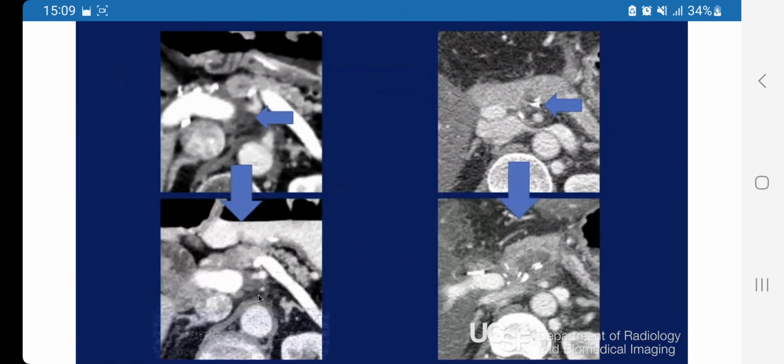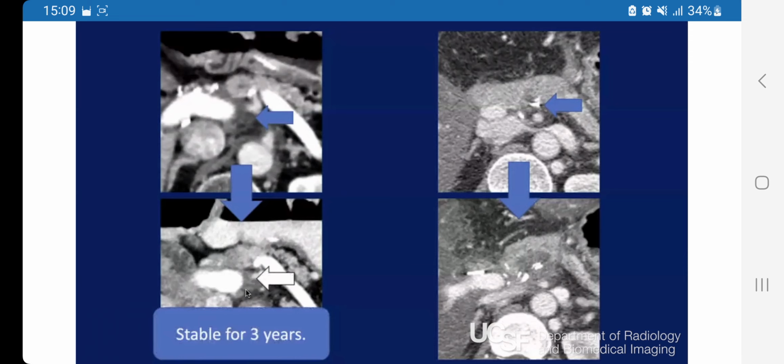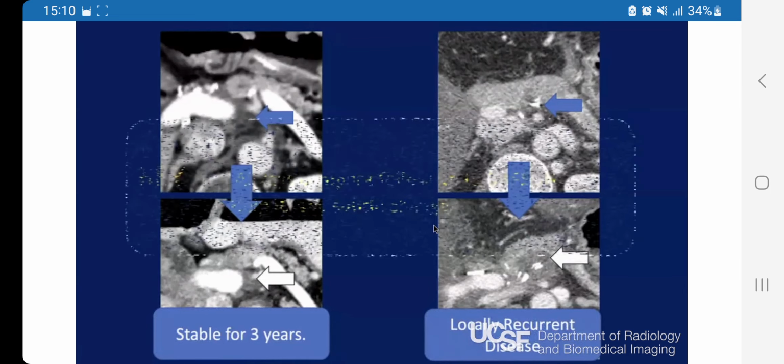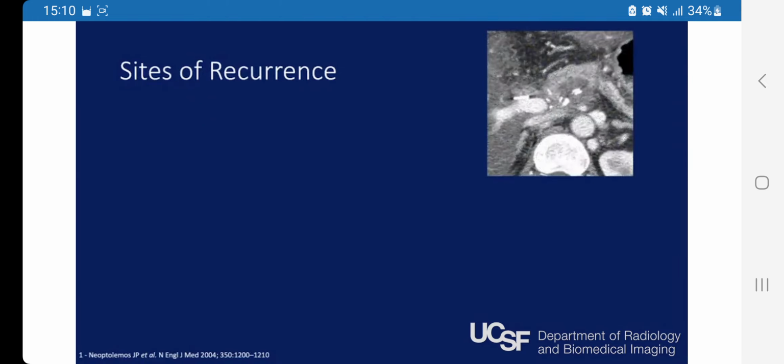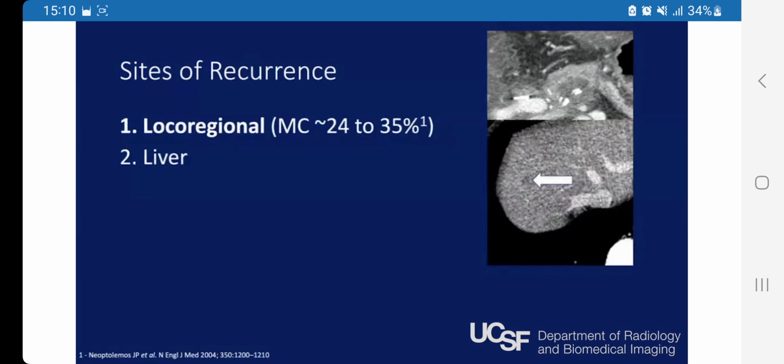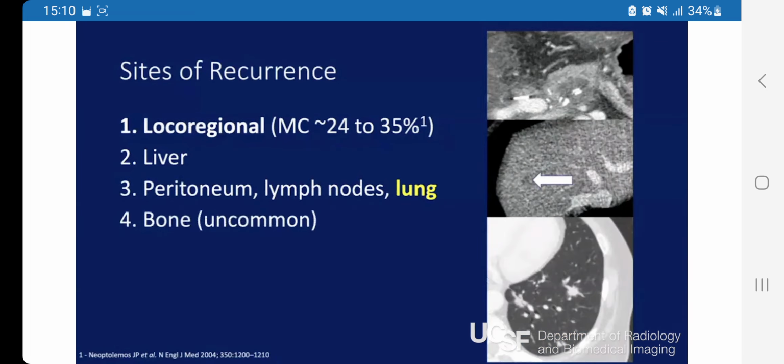This patient, after 3 years, has been stable, nothing changed, but this patient has increased degree of ill-defined soft tissue at the pancreatectomy bed, which means that there has been local recurrence. So baseline, post-op baseline is our friend in post-surgical cases. Sites of recurrence are mostly locally at the pancreatectomy bed. They can happen as liver metastases. They can be peritoneal deposits, lymph nodes, or lung mets.